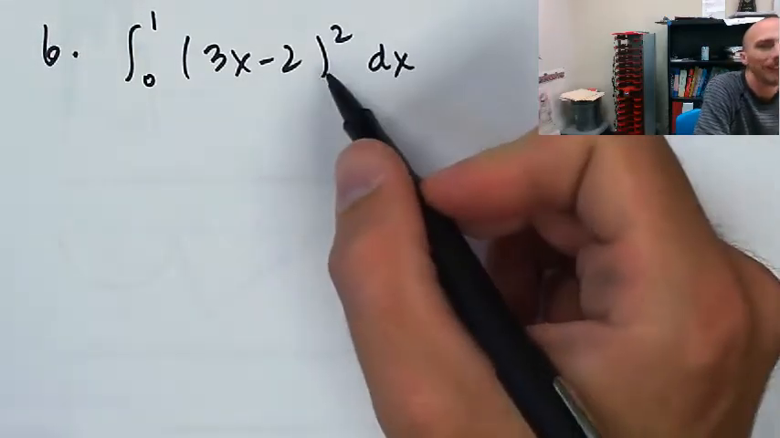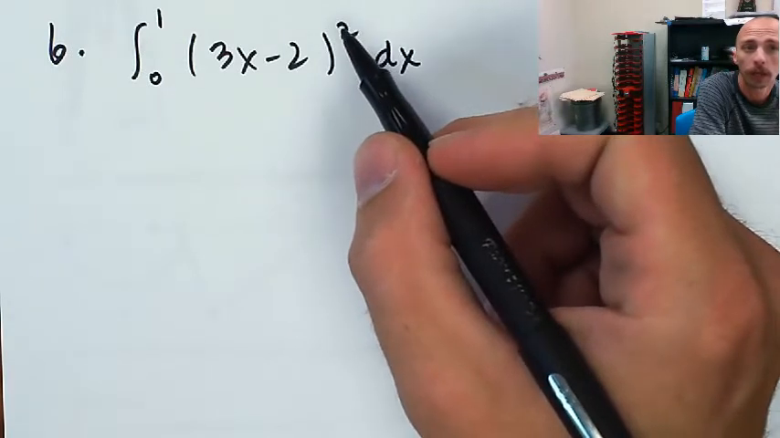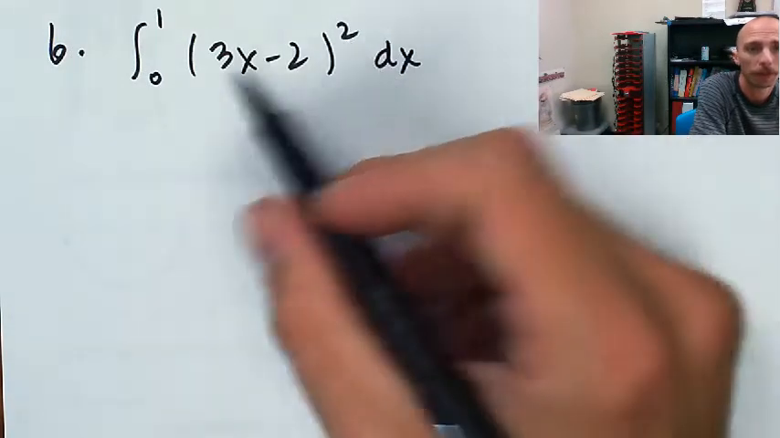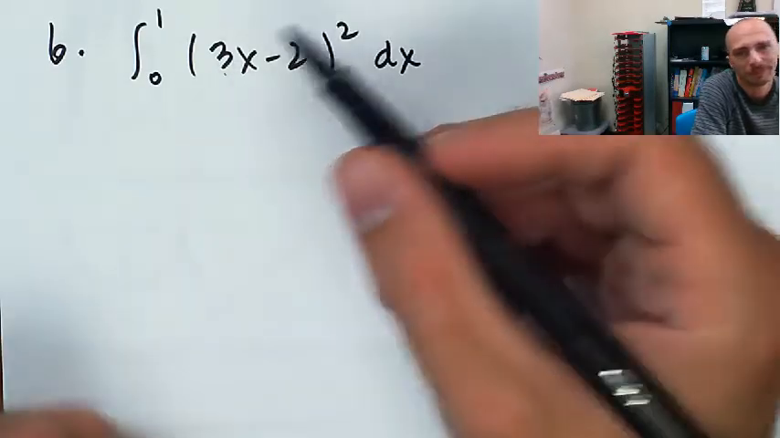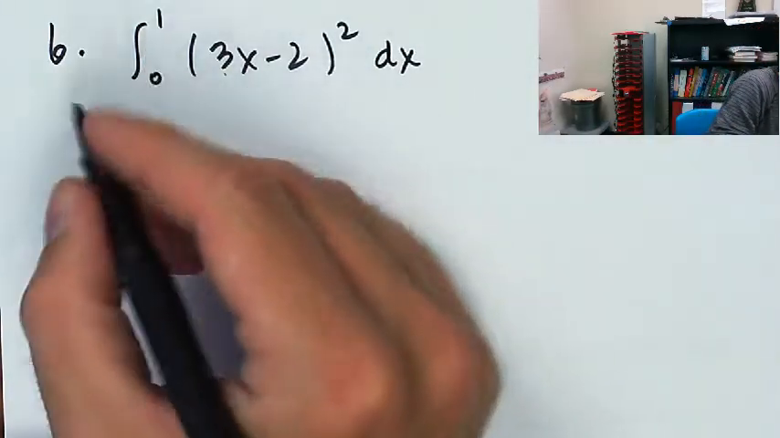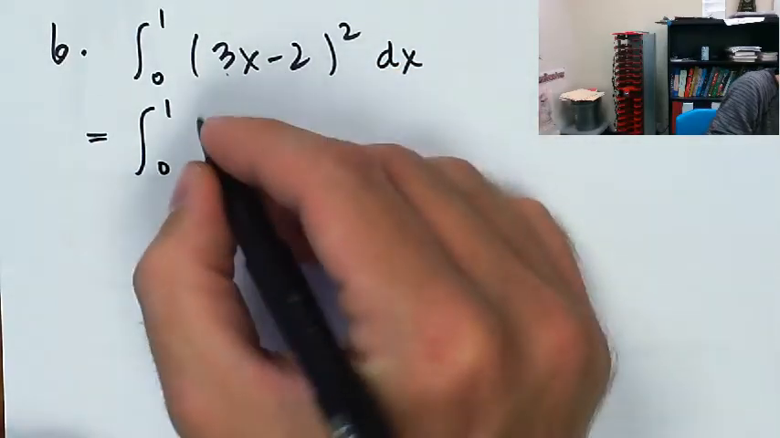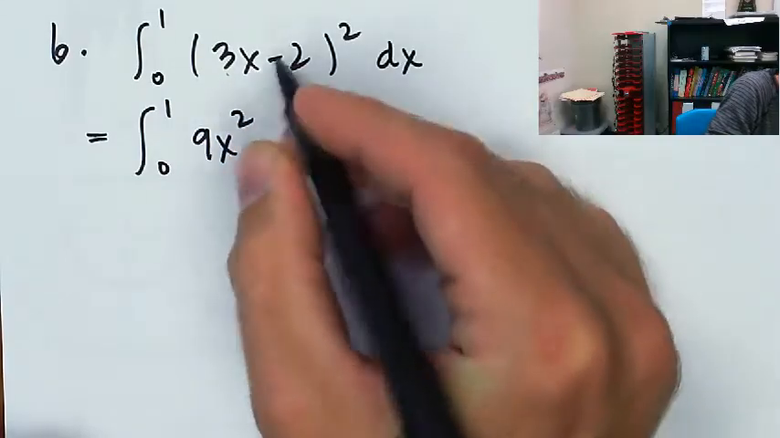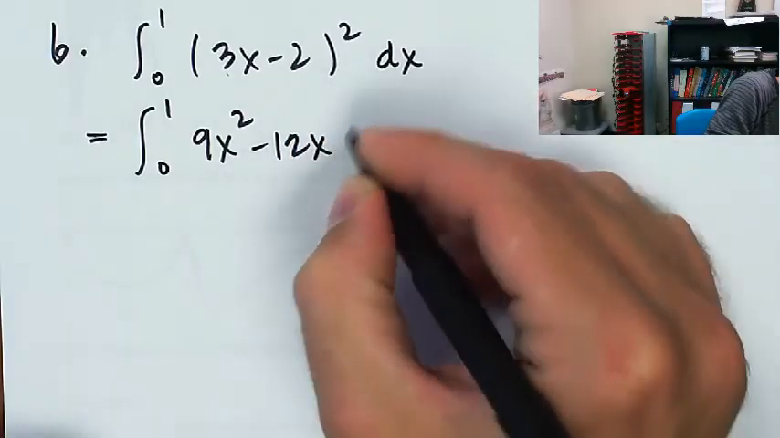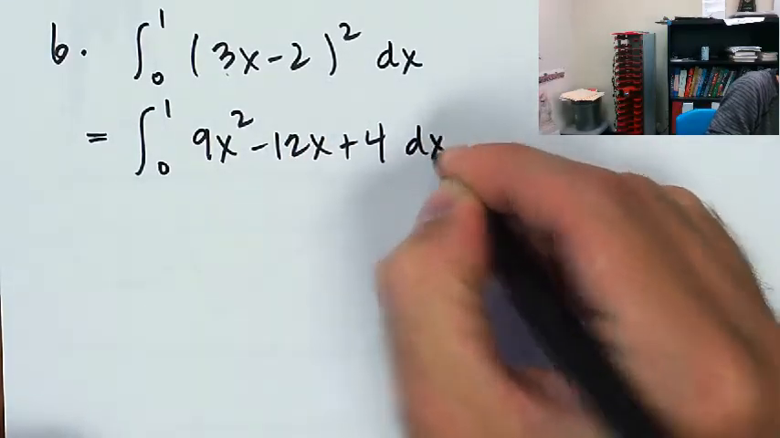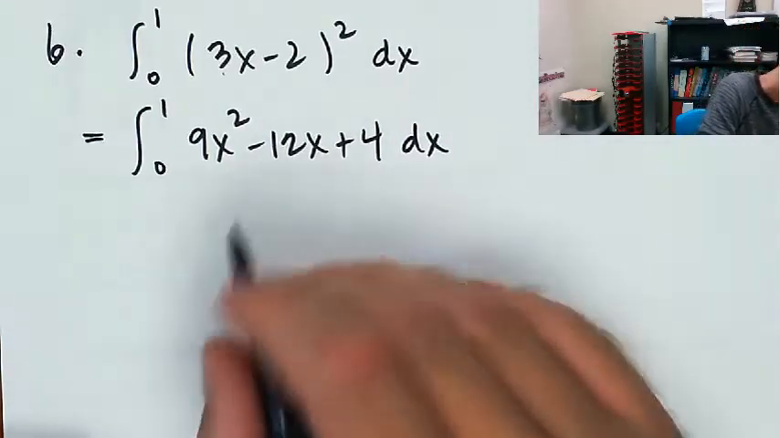All right, so this one, if you wanted to, you could maybe try to reverse engineer, increase power by 1, divide by the new power, also divide by the slope of the inside, because the inside's linear. Could do that if you wanted. I think what I'm going to do instead is just actually square this thing. So if I square 3x minus 2, I'm going to get 9x squared. Okay, I'll have negative 6x, and another 6x is minus 12x plus 4. I think that's what y'all should do at this point.